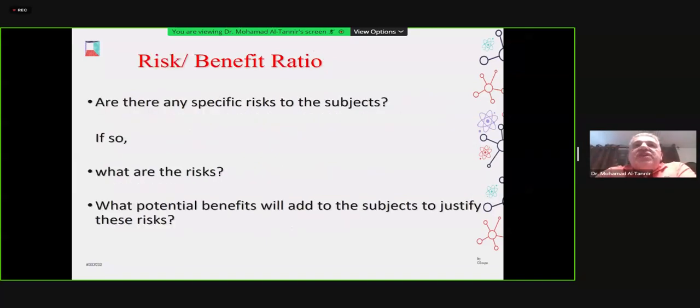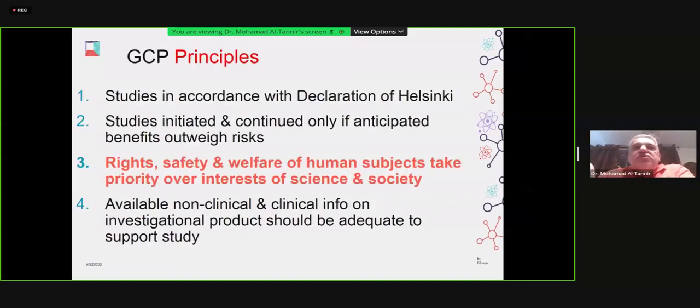So the risk-benefit ratio is a very important factor to consider. We have to really identify the risk, and we also have to highlight the potential benefit that will be added to the subject to justify the risk that might be encountered during the conduct of research. The third principle of GCP is the rights, safety, and welfare of human subjects.